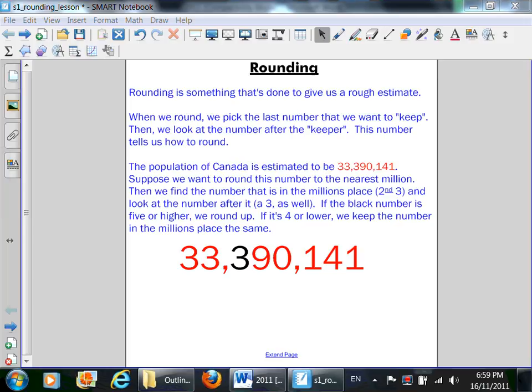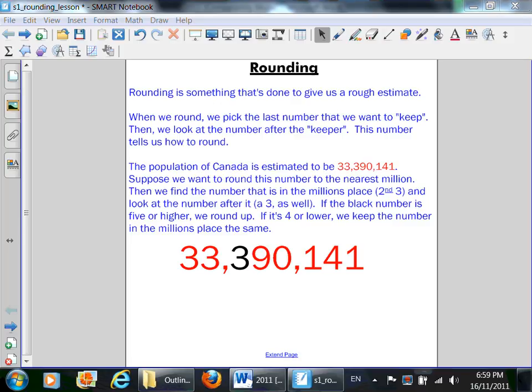Alright, grade 9s, today we're going to talk about rounding. Rounding is something that's done to give us a rough estimate. When we round, we pick the last number that we want to keep. Then we look at the number after the keeper. This number tells us how to round.